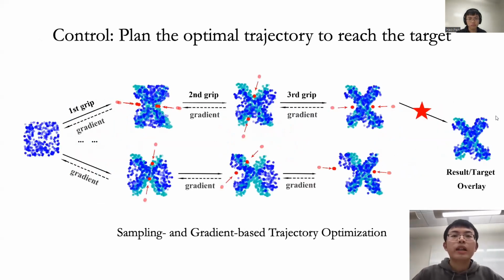The last module is model predictive control, with the trained graph neural network as a dynamics model. We use a random sampling and gradient-based trajectory optimization method to find the robot trajectory that leads to the most similar shape to our target.